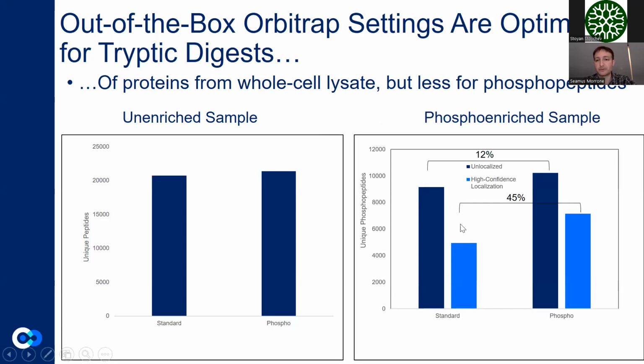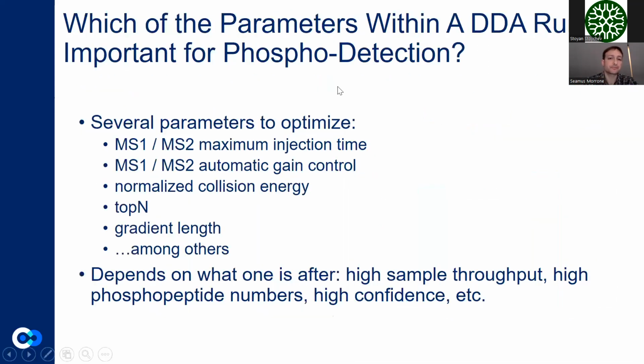But if you look at a phospho-enriched sample, you can see that there's a large difference from a standard whole cell lysate optimized protocol versus a phospho method. There's a boost in terms of raw phosphopeptides, but there's a much larger boost in terms of the high confidence localization. So the question is, what role are the parameters playing between these two methods to provide this boost in phosphopeptide identification? Because there are several that you can optimize on.